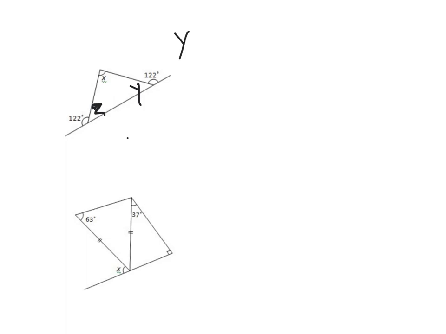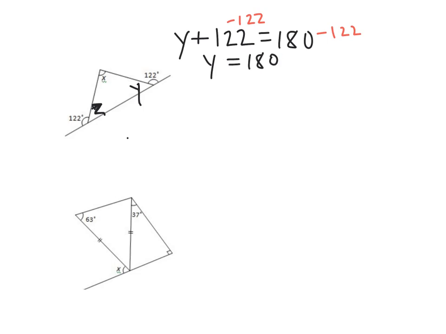I know that if I take Y and add it to 122, I get 180, okay? Because that's a straight line relationship. If I'm a balancer, I'm going to take 122 away from both sides. If I'm an inverse operator, I'm going to say 180 minus 122.